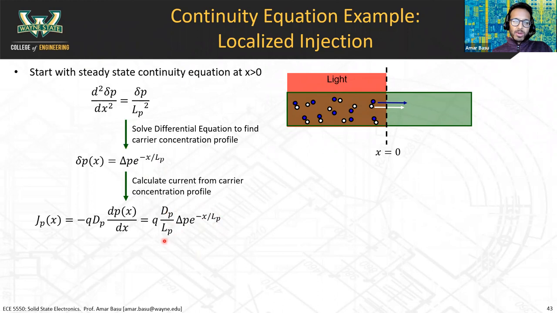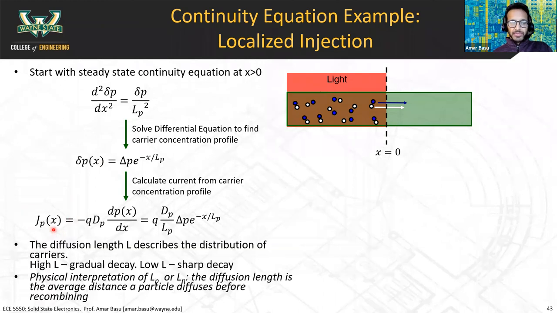That's how you get the dp over lp here. Okay, so now we've kind of figured out, we have more of an understanding of this problem here. We know that there's diffusion. We know that there's a concentration profile. So we figured out the concentration profile here. We've also figured out the diffusion current here. All right, now let's try to get a physical understanding of what's happening.